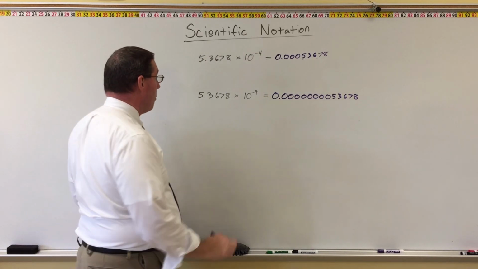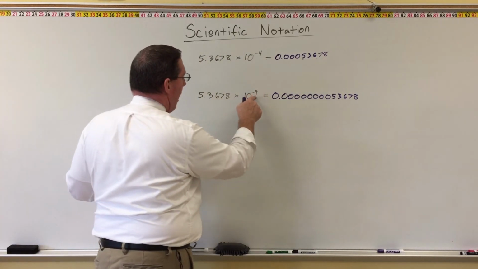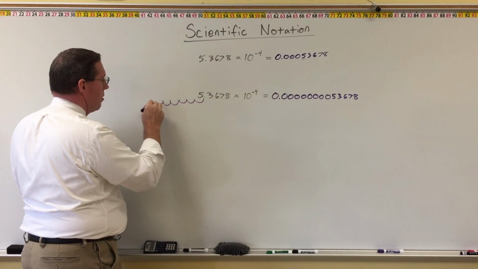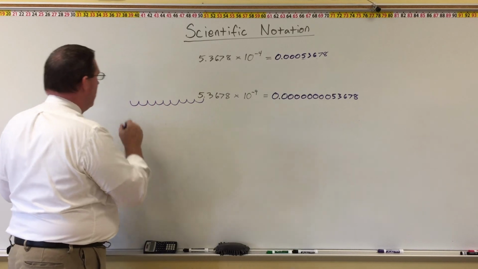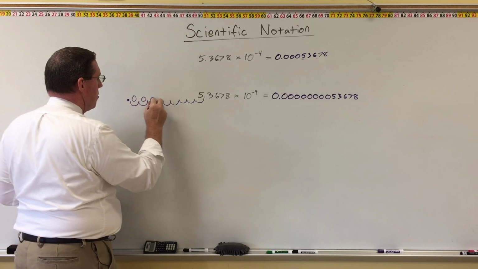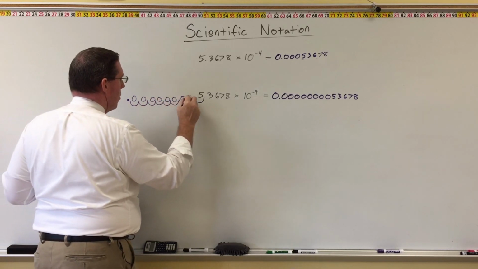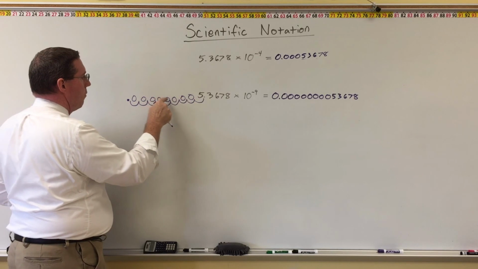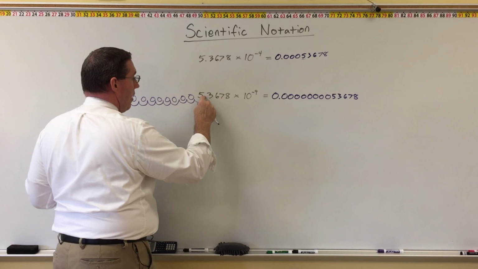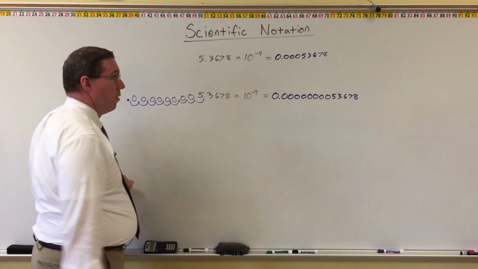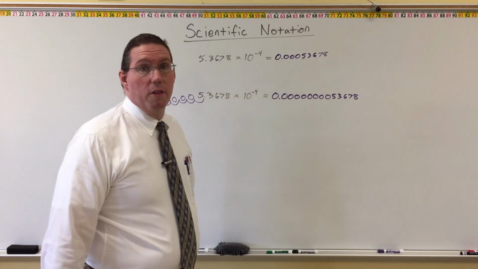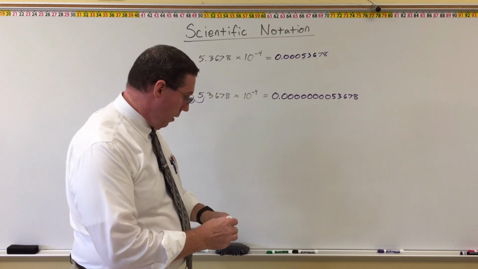Now, I said before, another way you can do it is you can take this decimal point and count 9 times: 1, 2, 3, 4, 5, 6, 7, 8, 9. Put a decimal point right there and put zeros in every one of these little loops. Now we have 1, 2, 3, 4, 5, 6, 7, 8 zeros, just like we put over here, and then the 5, 3, 6, 7, 8, and then that decimal point is gone. So this is your final answer when you're doing scientific notation with 10 to a negative power.